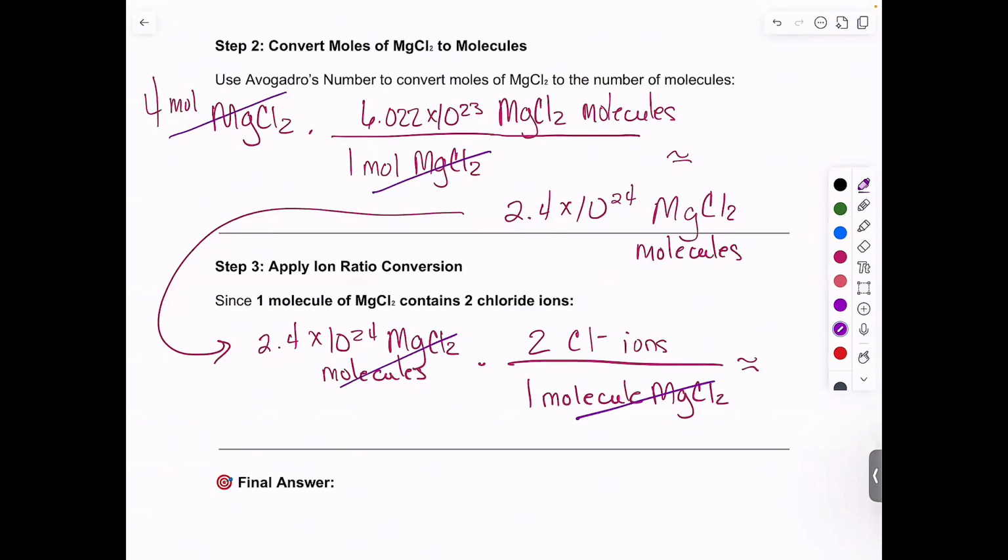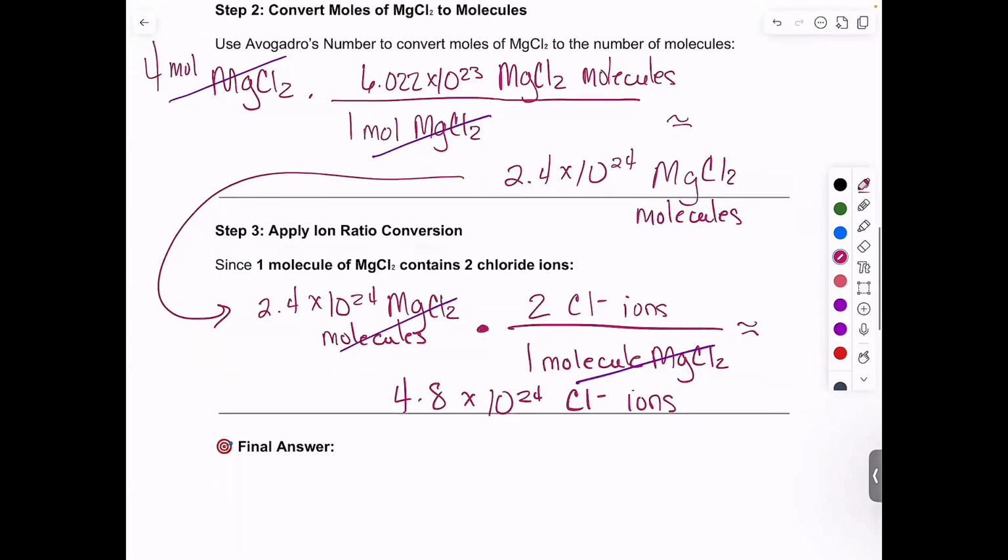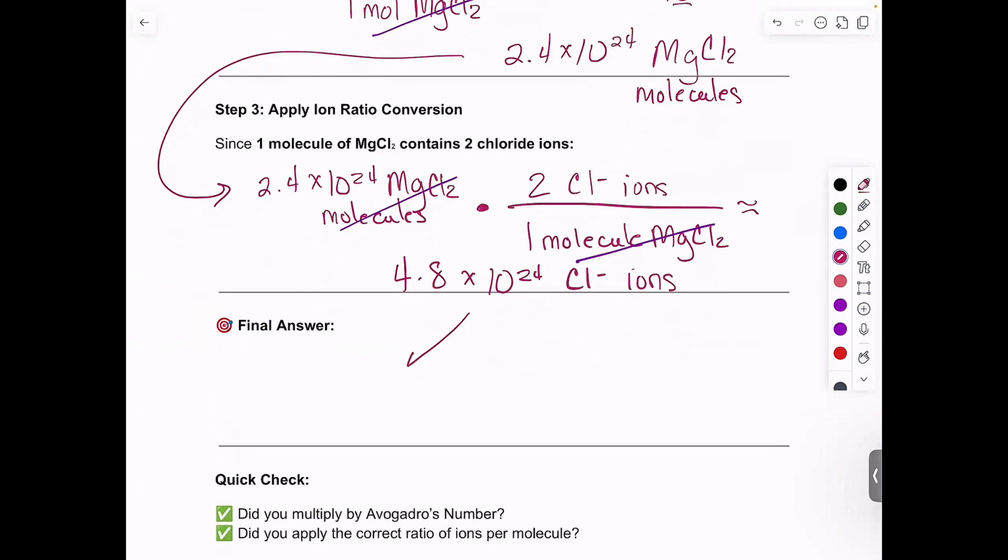So in the end, we generate 4.8 times 10 to the 24 Cl ions. To confirm the final answer here, I took the 2.4 times 10 to the 24 magnesium chloride molecules and multiplied it by 2 using our dimensional analysis. And final answer, that would be 4.8 times 10 to the 24.